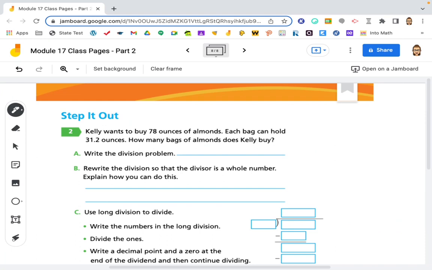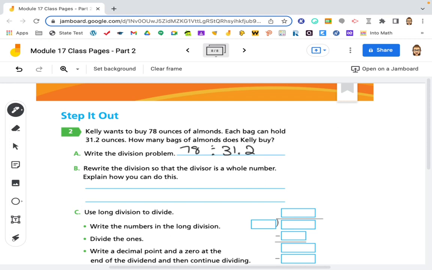Okay, so Kelly wants to buy 70 ounces of almonds. Each bag can hold 31 and 2/10 ounces. How many bags of almonds does Kelly buy? Write a division problem. Well, she wants 78 ounces. We're dividing by 31 and 2/10. So now rewrite the division so the divisor is a whole number. Explain how you can do this.